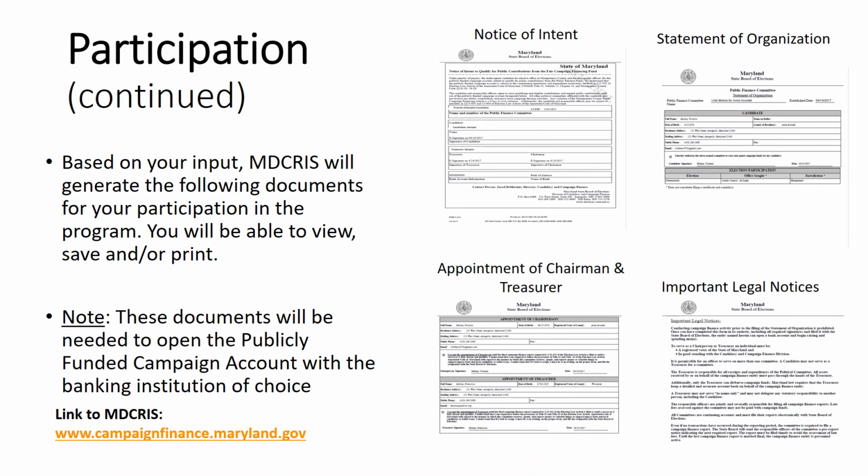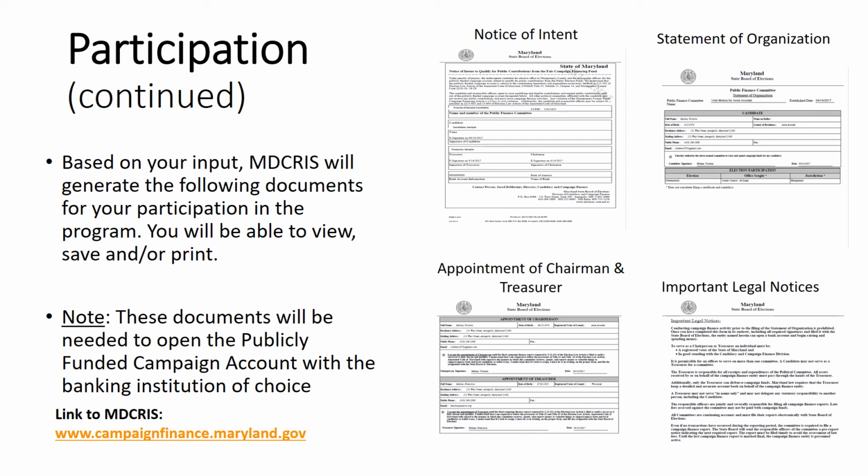This slide shows the documents required for registration, including the notice of intent, the statement of organization, the appointment of chairman and treasurer, and some other important legal notices. The statement of organization, along with the appointment of chairman and treasurer, will be used when you open up your bank account. The notice of intent lets the state and the county know your intent to participate in the program. These forms will be generated by MD-CRIS based on your input.